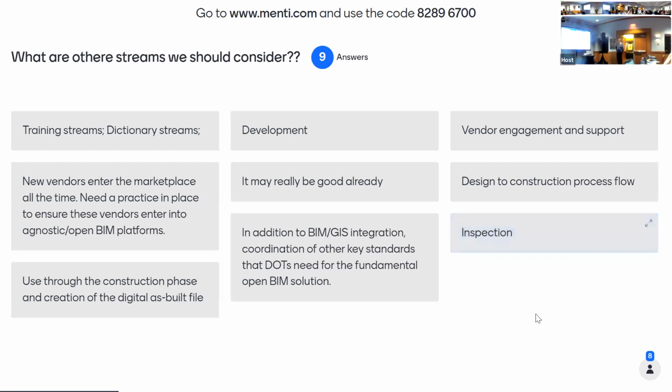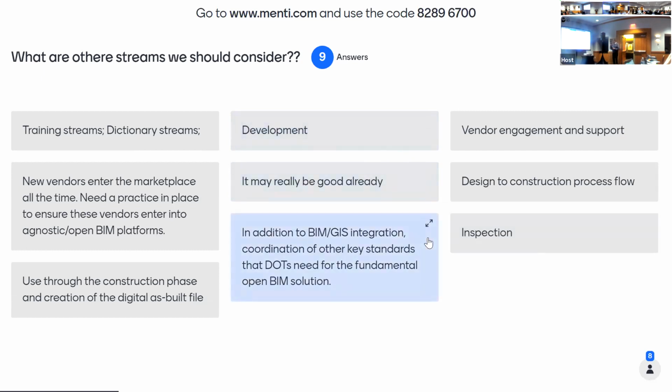Use through the construction phase and creation of the digital as-built file. That's part of the life cycle operation. And it's certainly part of the use cases development. It may be really good already, I'm sure that means.